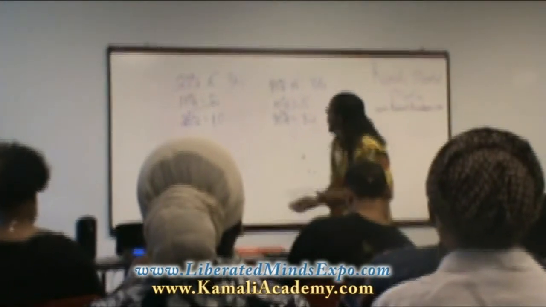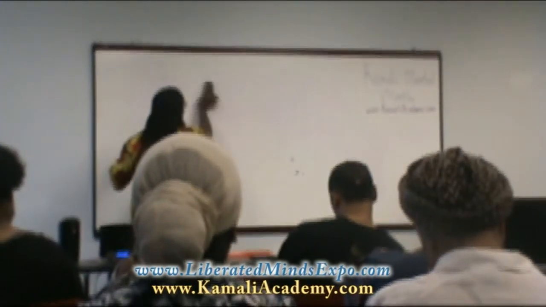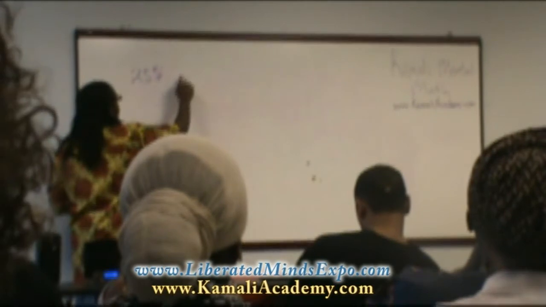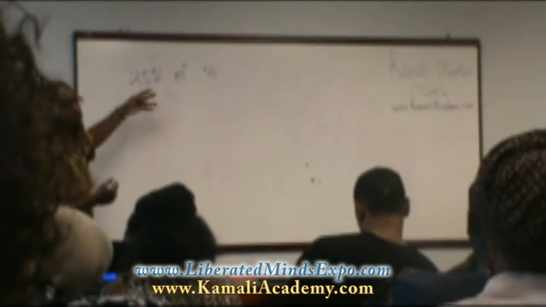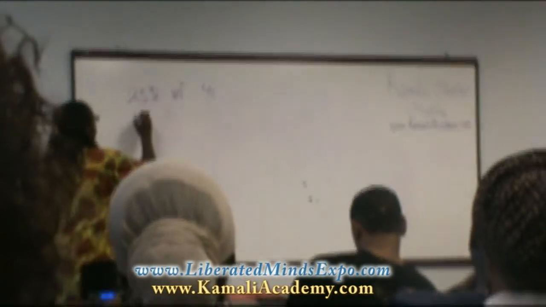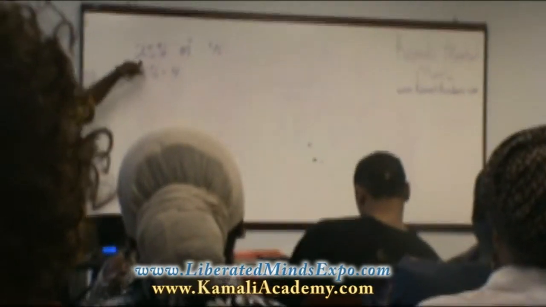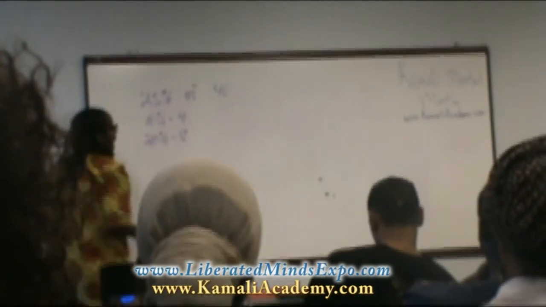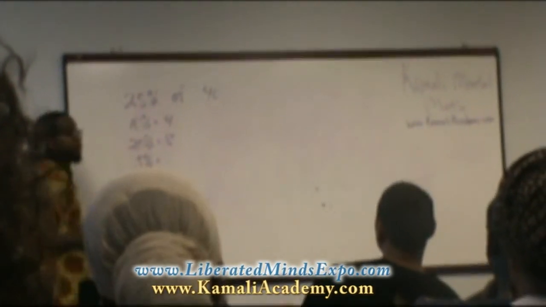So let's do something like 25% of 40. When we have 25, we can just divide by 4. But first thing we do is find 10%, which is 4. Then we go up to 20%, which is 8. Now what we have left is the 5%. How would you find 5%?